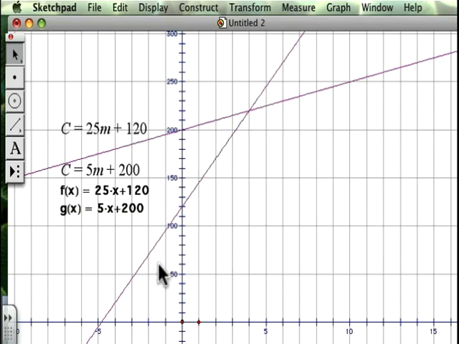We can eliminate the negative values here. So when you're drawing your graph, we're not going to have any negative values here because you can't have negative months at the gym.